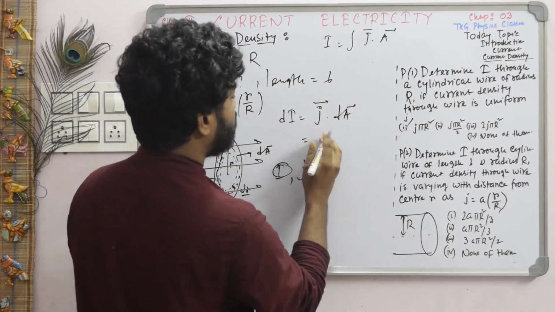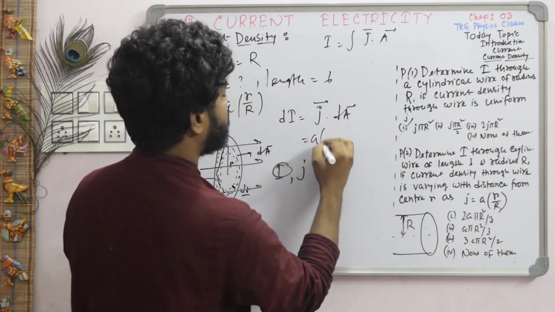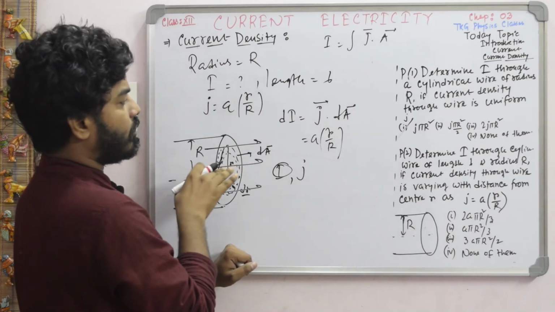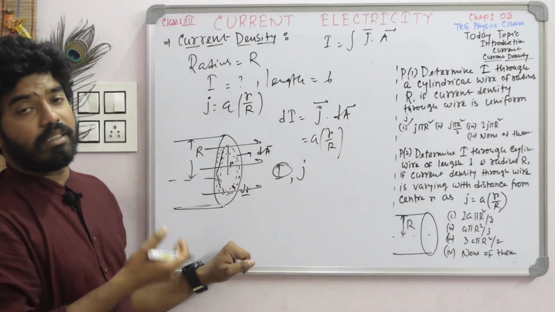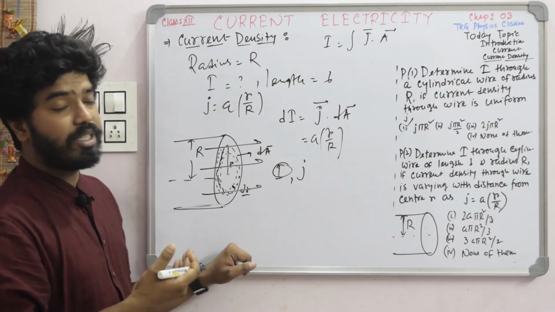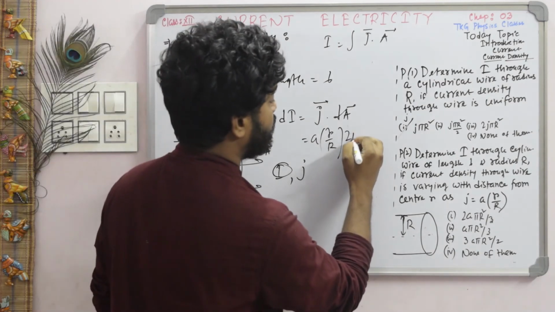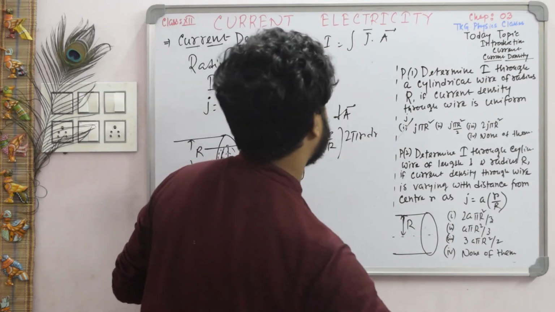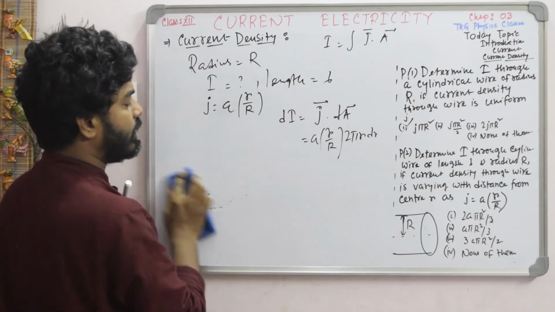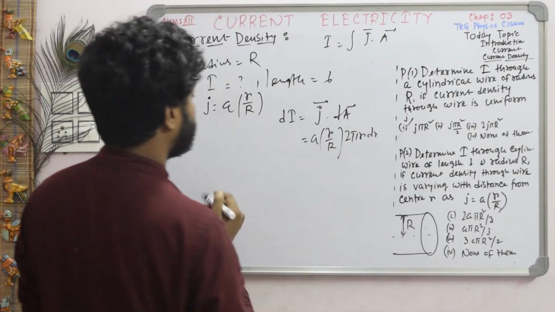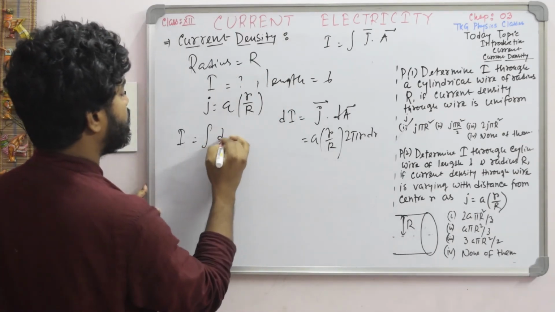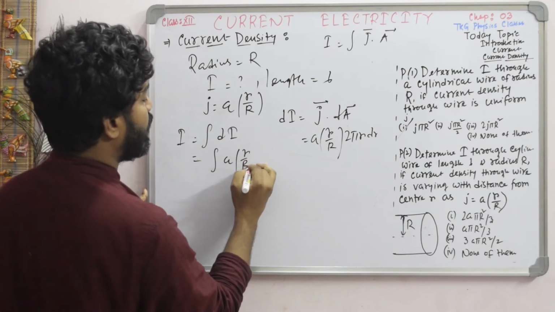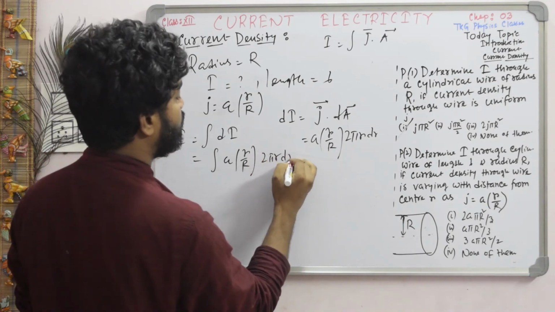So write it down, in the place of J this one is given, A small r by capital R, and dA, that means the value of dA. What is the formula of dA? The circumference, perimeter into thickness. Perimeter, that is 2 pi r, and thickness, that is dr. Now you have to find out the total current. So for calculating total current, the formula I is equal to, we have to integrate dI, that is integration of A small r by capital R into 2 pi r into dr.